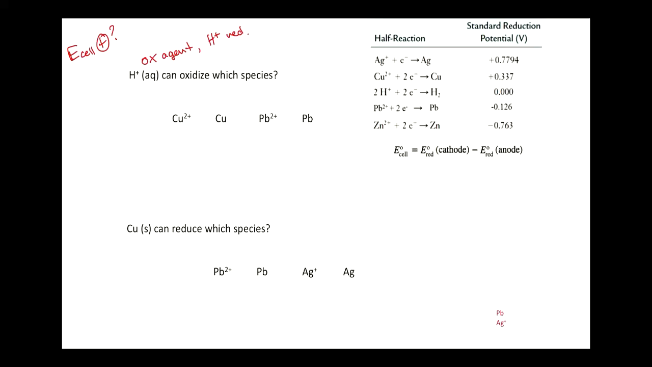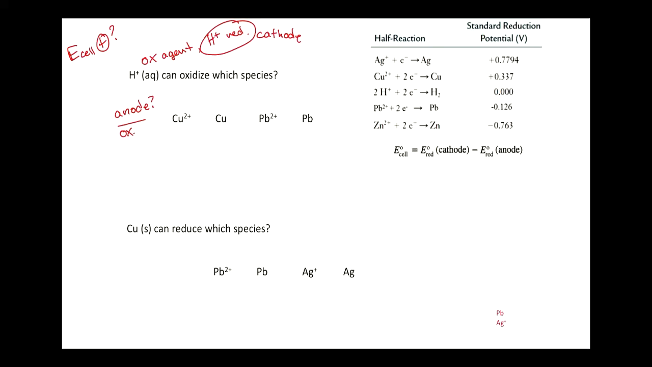So remember, agents do the opposite. An oxidizing agent is a thing that is reduced in a reaction, whereas a reducing agent is the thing that's oxidized in a reaction. So if H+ is being reduced, it means that H+ is my cathode. So I'm asking, which one of these things is my anode to give an overall positive cell potential? If these things are my anode, they have to be oxidized in the reaction. So there are some of these things that we can eliminate right away.